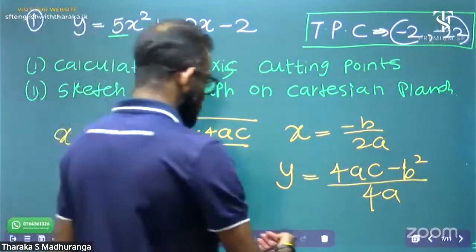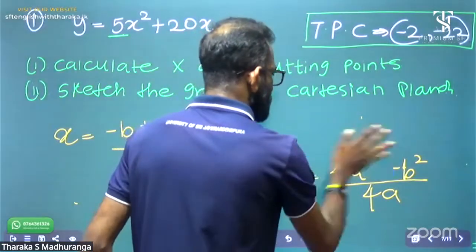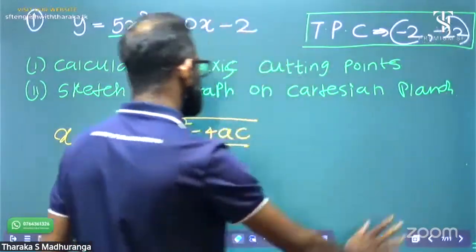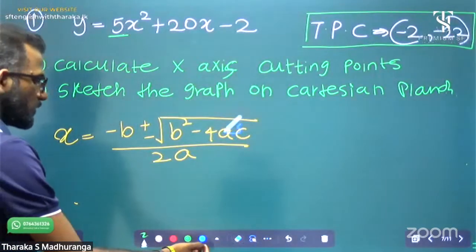You have to remember these equations. You only have three equations for the entire quadratic function part. Only three. Very easy. Now get the values.